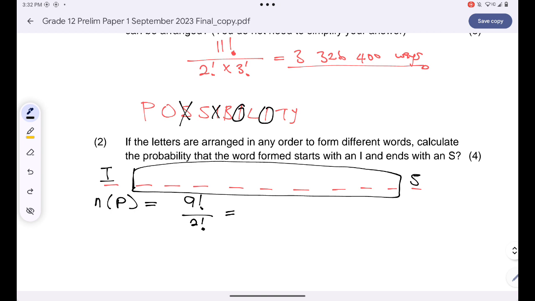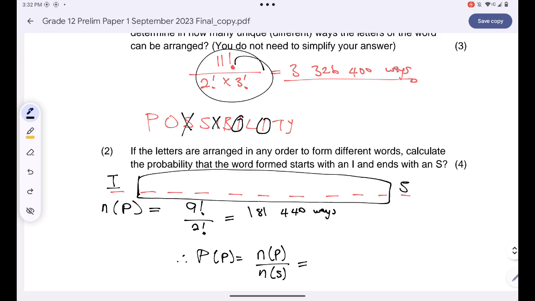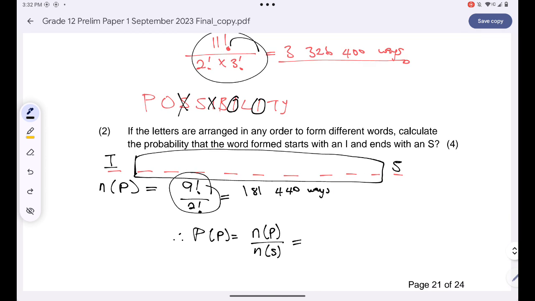9 factorial divided by 2 factorial. The answer is just 181,440 possible ways, né? And hence the probability, guys, of this possible event is the number of our possible outcomes divided by the number in our sample space. This is our sample space, and that's our possible outcomes. You can simply substitute these numbers over there, or just substitute the factorials as they are.